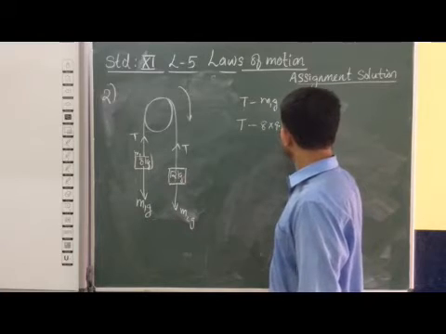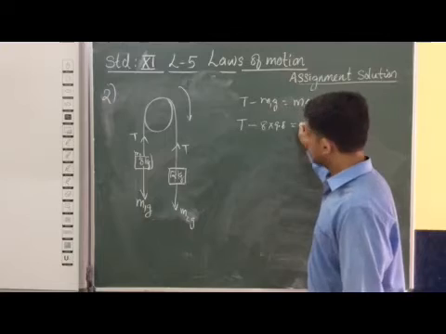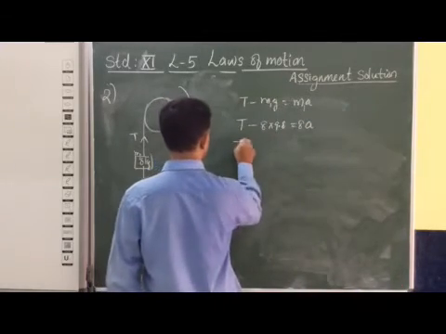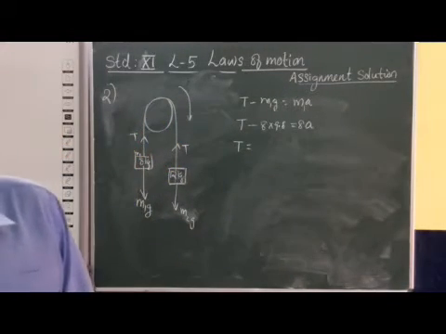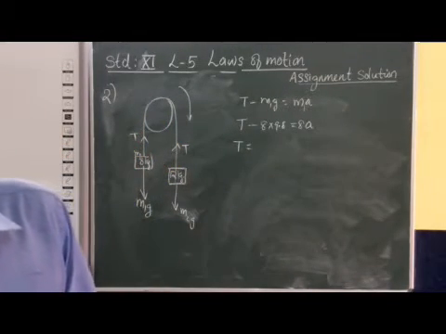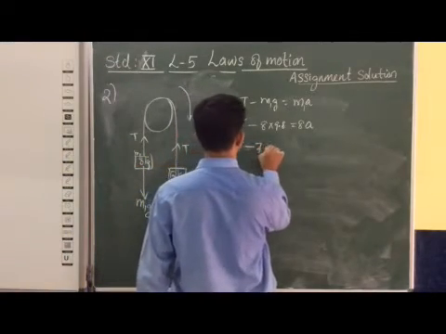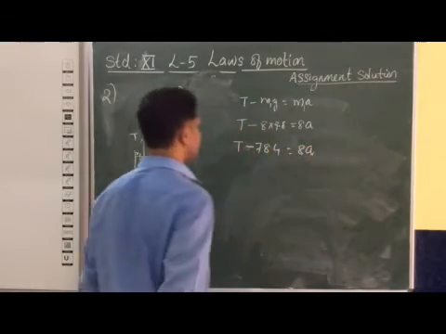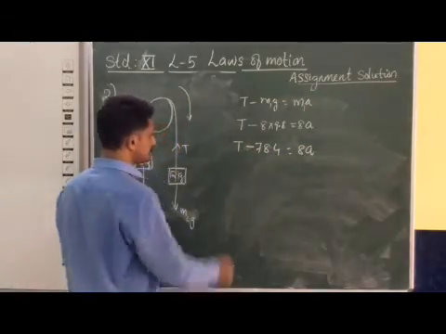is equal to M1 into A. What is M1? 8 into A we can mention. So we can find this 8 into 9.8, and we'll get this as 78.4. So T minus 78.4 is equal to 8 into A. So we can mention this formula. First case is like this.